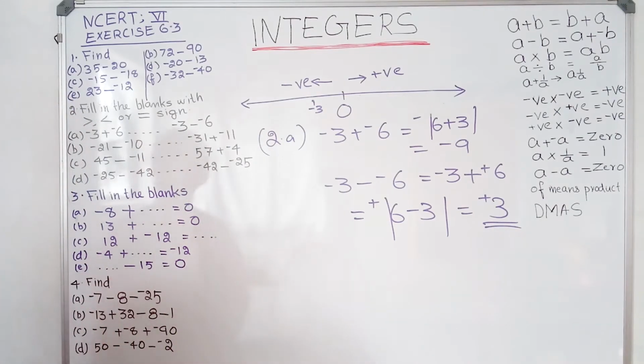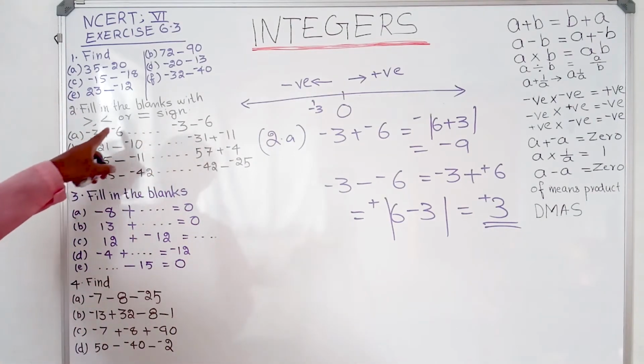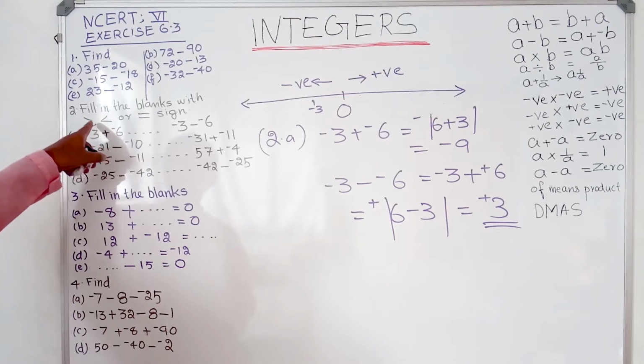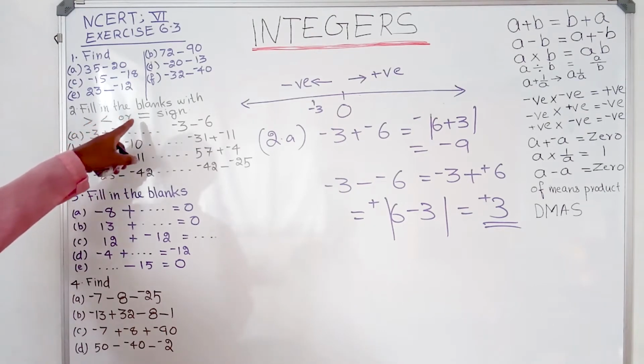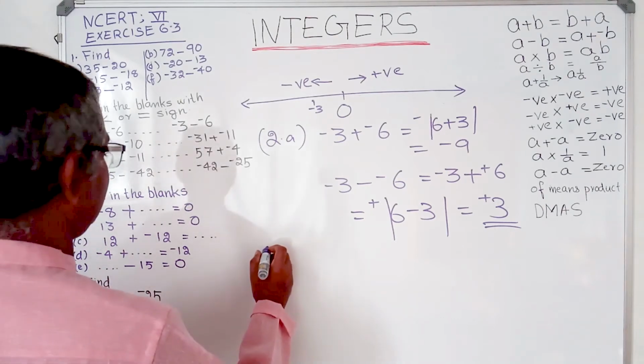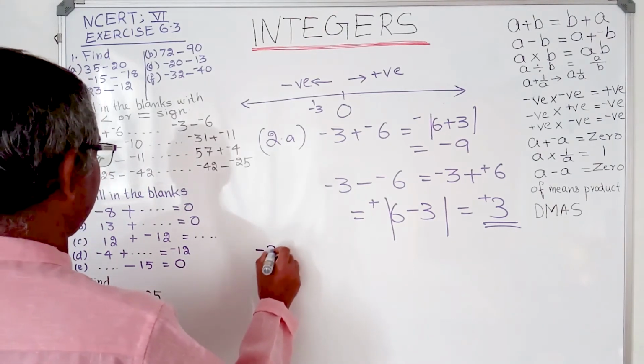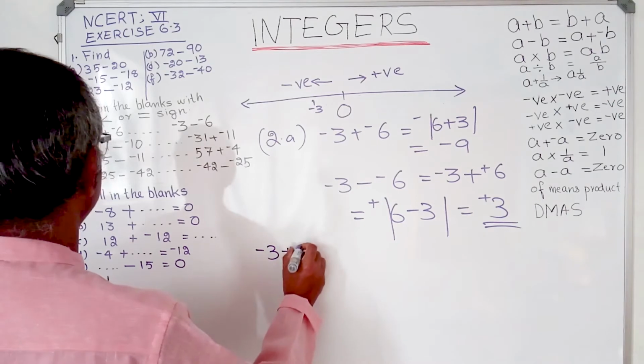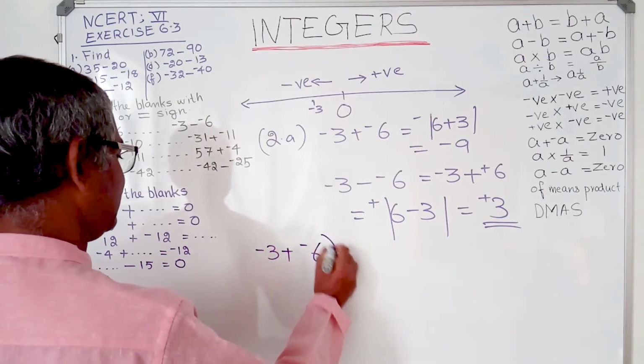Next one, if you are going that, we need to put the less than, greater than, equal sign. So we can write it down at first. Again, the question: negative 3 plus negative 6. It will be a number.